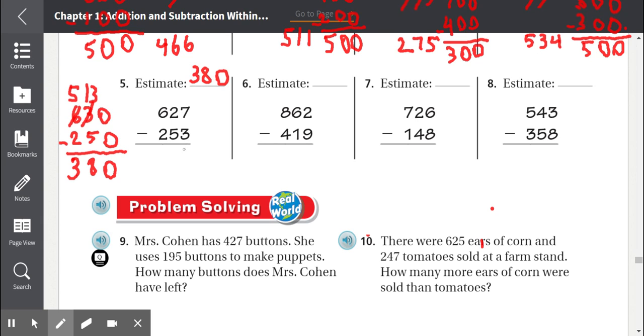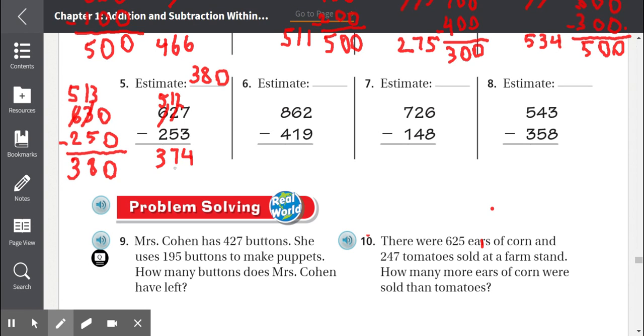7 minus 3 is 4. 2 minus 5, we can't do that. So we'll have to borrow from the hundreds place. We borrow 1 from the 6. It becomes a 5. Now this 2 becomes a 12. Now 12 minus 5 is 7. Now we go to the hundreds place. It's no longer 6 minus 2. It is 5 minus 2. 5 minus 2 is 3. So our answer is close to our estimate.